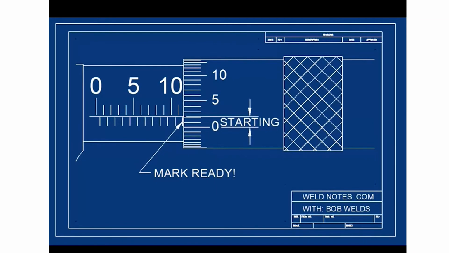Okay, I've moved the micrometer just a little bit. Now, the mark is ready to be counted, because the thimble scale is starting. You see that the numbers on the thimble are small because the zero just passed by. This means that the mark is ready to be counted.